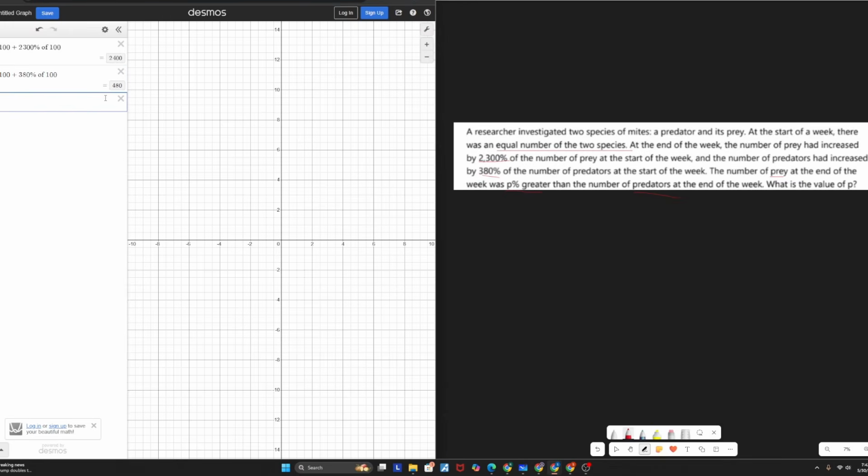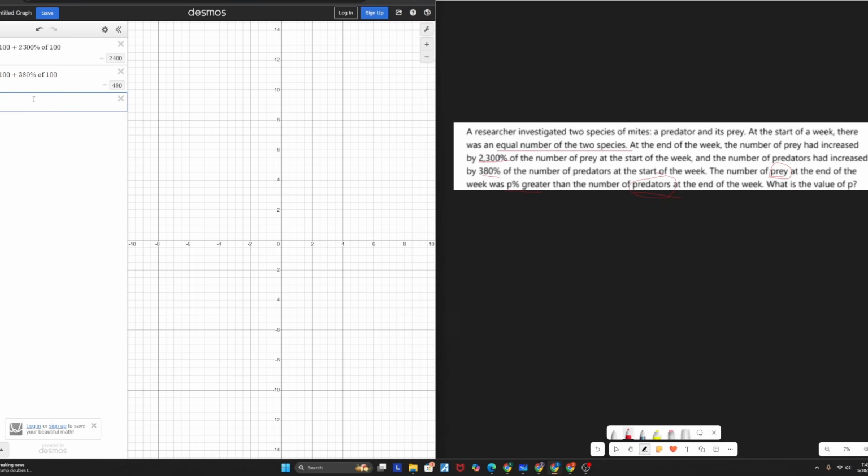And now they're asking, the number of prey was p% greater than the number of predators. So because you're trying to find the number of prey in relevance to the number of predators, you know that the number of prey is going to be isolated in your equation, and whatever you are doing is going to be on the side of the predators.